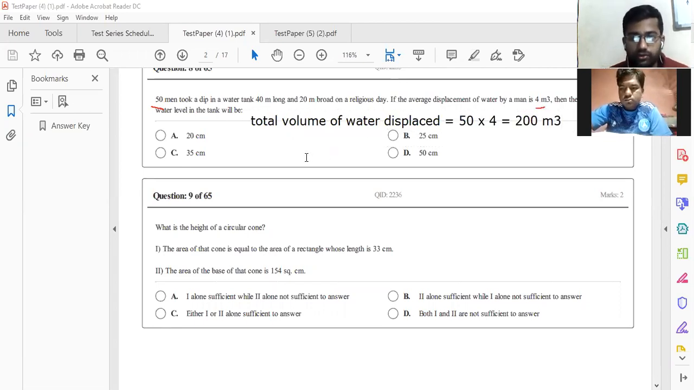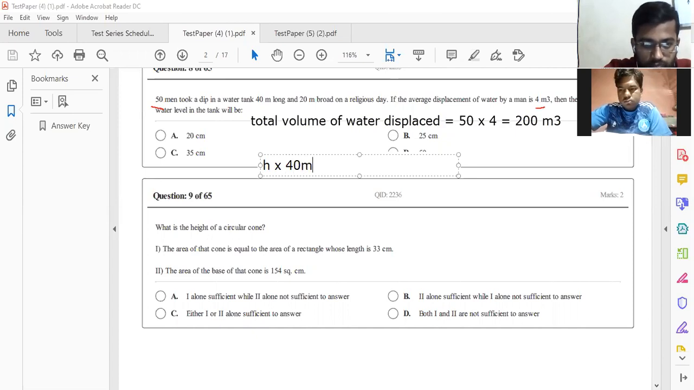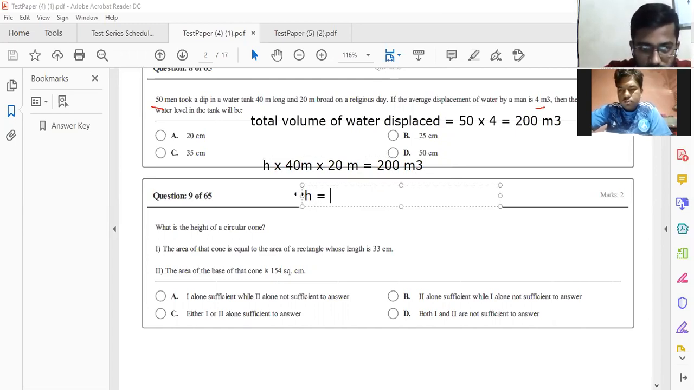Now you need to calculate the rise. This is your volume. Now your volume of tank will be equal to your 200 meter cube. Clear? You need to compare this. But for the volume of tank, we don't have the height. You need to calculate the rise. Rise means your height, and the tank is 40 meter long and 20 meter broad. So simple, from this equation you can calculate h.